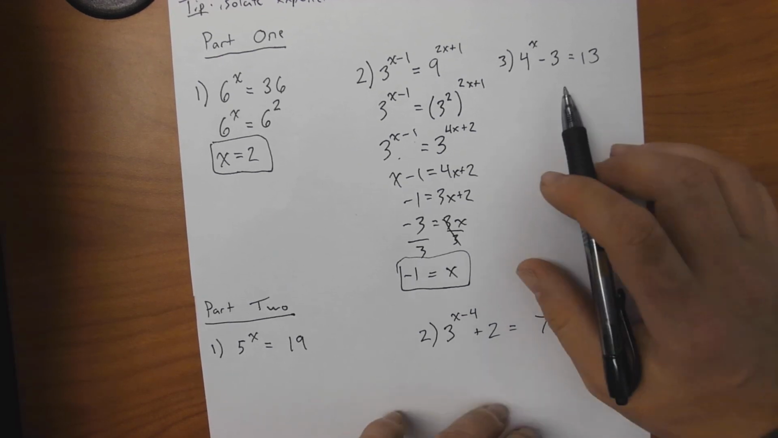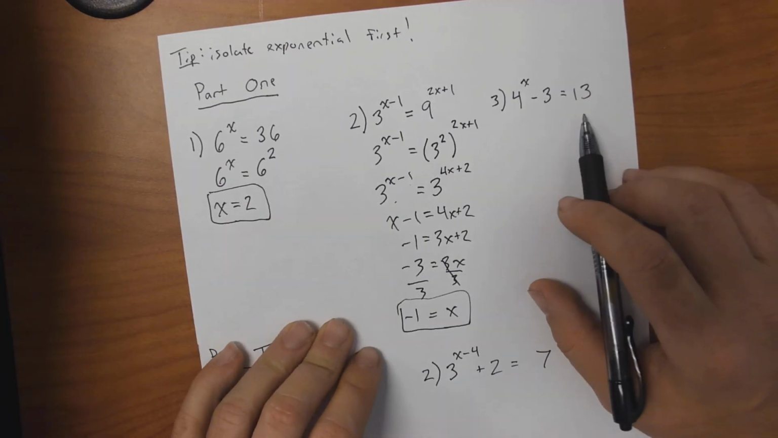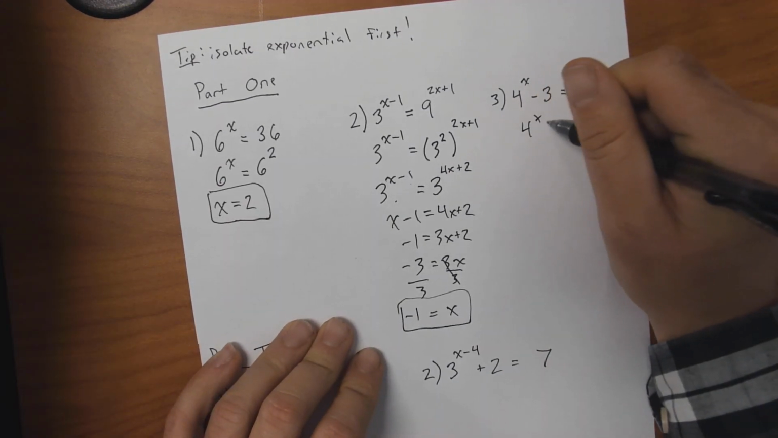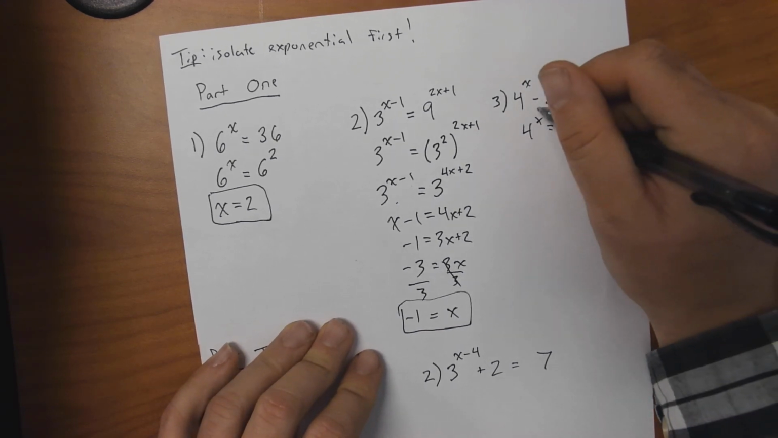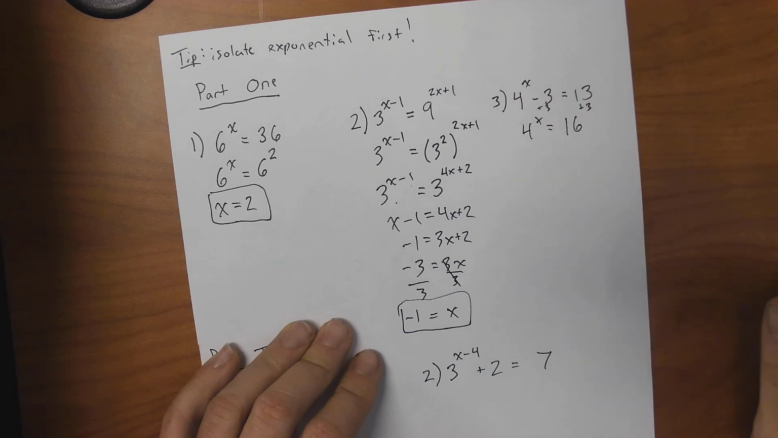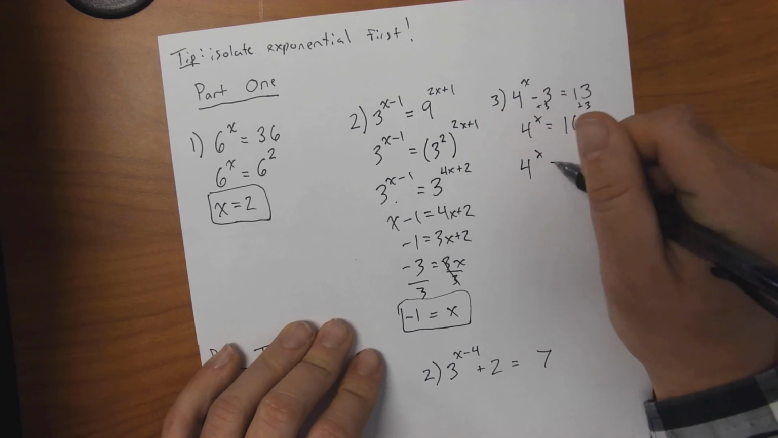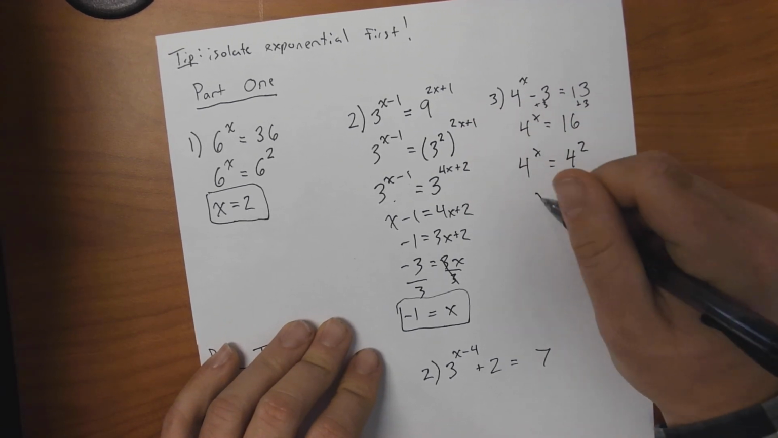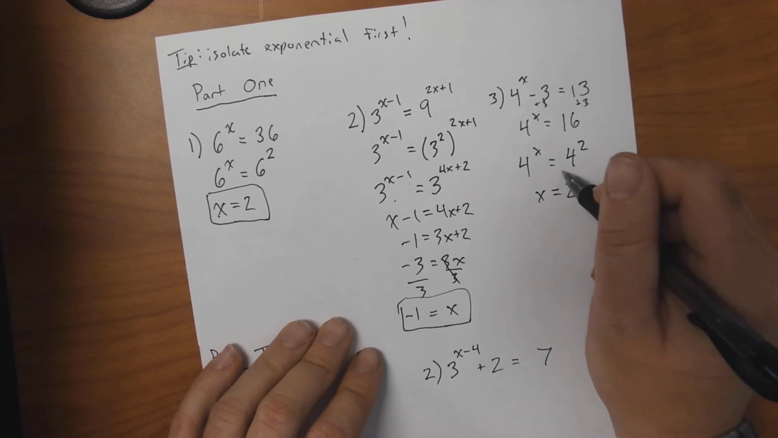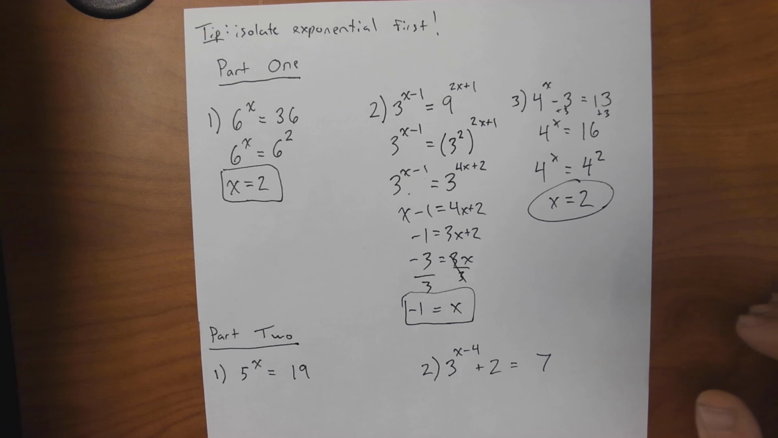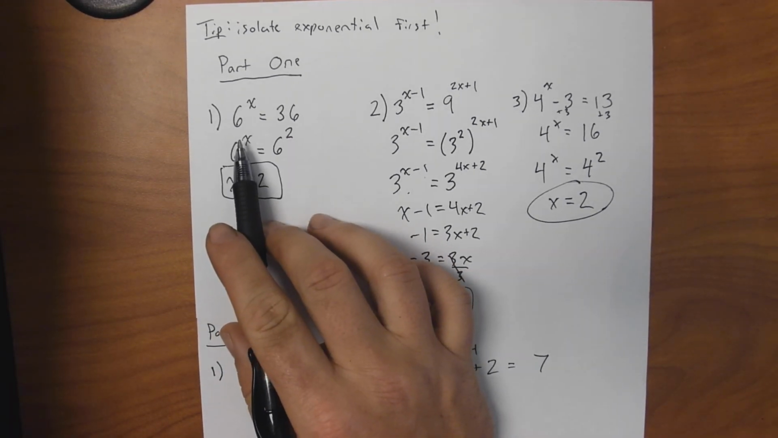So let's take a look at this next equation. As I mentioned earlier, you want to isolate the exponential first. So we're going to add 3 to both sides. Note, when I do that, I will get 16. And I can rewrite 16 as 4 squared, therefore x equals 2, because 4 squared will equal 4 squared. So that's what you can do if the constant is a power of the exponential you're trying to solve.